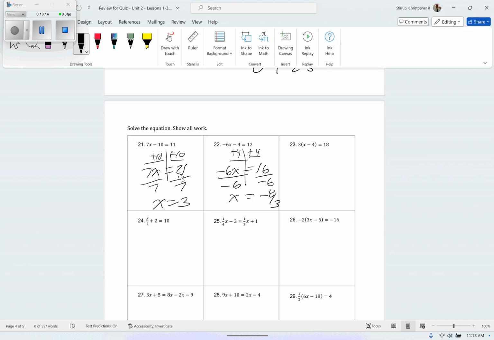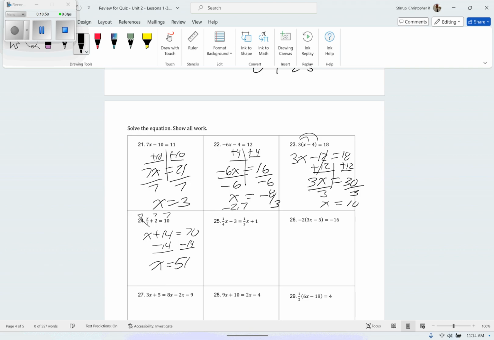If you gave me a decimal, if you gave me the answer negative 2.7 or something like that, you're going to be fine. This one I'm going to distribute over the parentheses first. So that gives me 3x minus 12 equals 18. And then we're going to start adding back and forth. Divide each side by 3. So x equals 10. For this problem, perhaps we should multiply everything by 7 first. So that cancels those out. So I get x plus 14 equals 70. Subtract 14 from both sides. So x is going to be equal to 56.